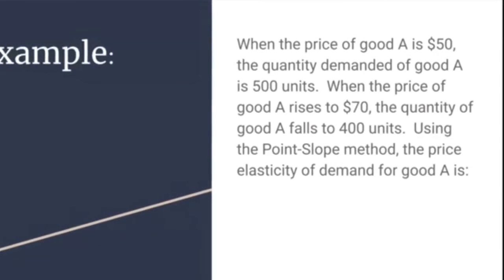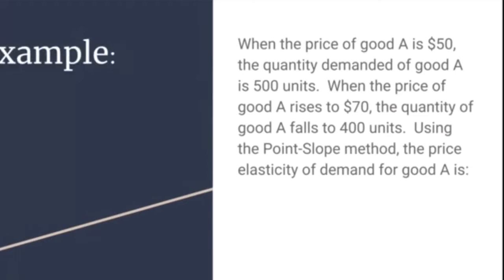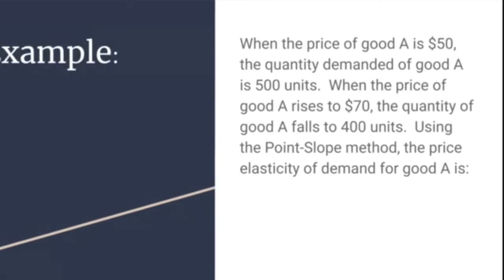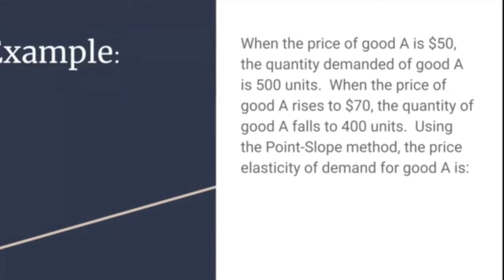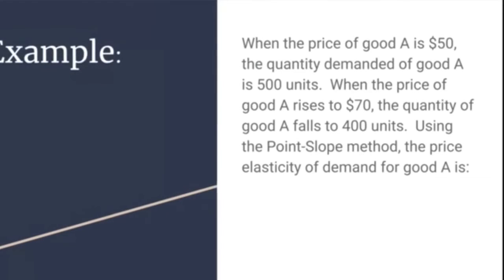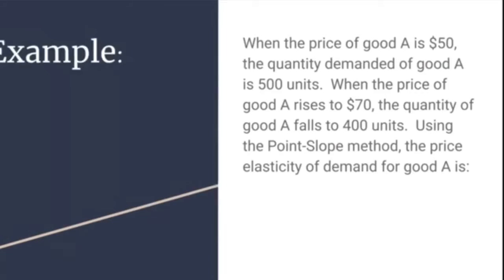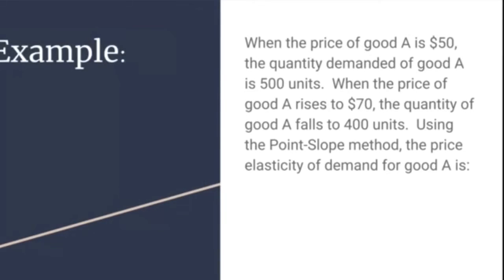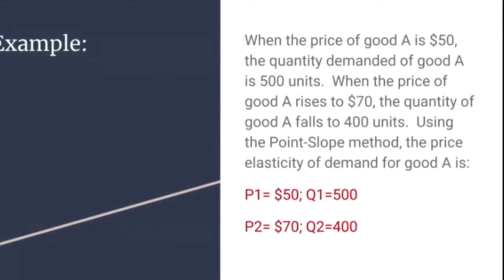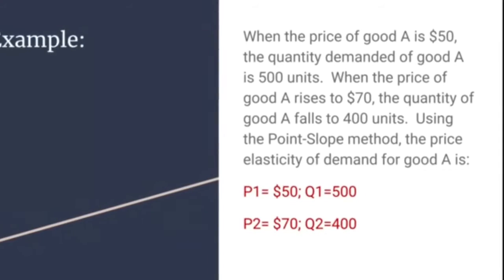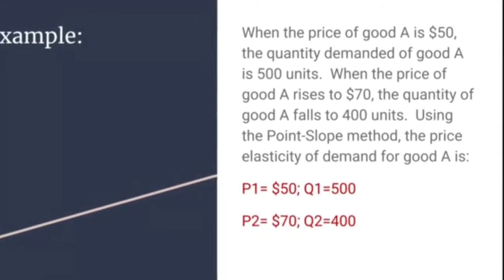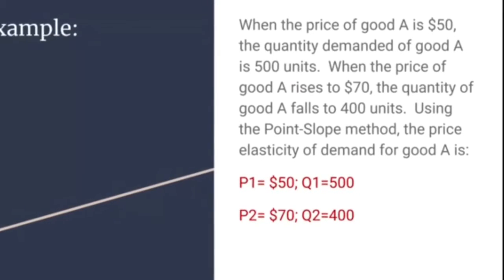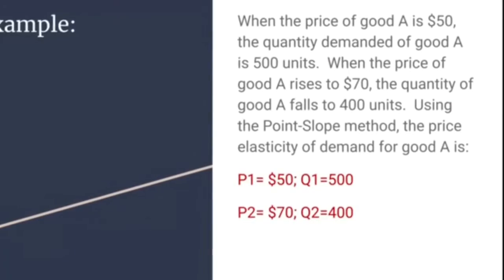Here is an example. When the price of good A is $50, the quantity demanded for good A is 500 units. When the price of good A rises to $70, the quantity of good A falls to 400 units. Using the point slope method, what is the price elasticity of demand for good A? Let's figure out the price and quantity first. In this case, P1 equals $50 and Q1 equals 500 units. P2 equals $70 and Q2 equals 400 units.